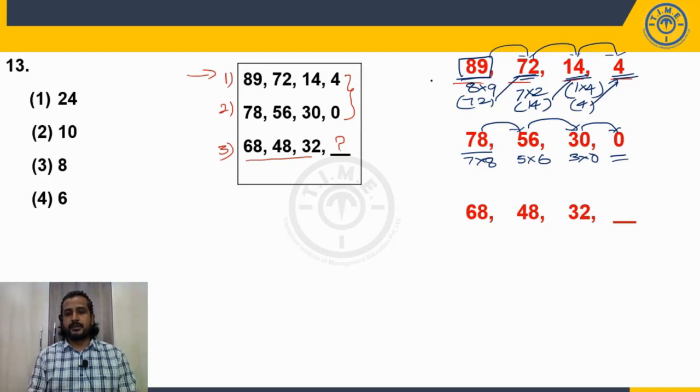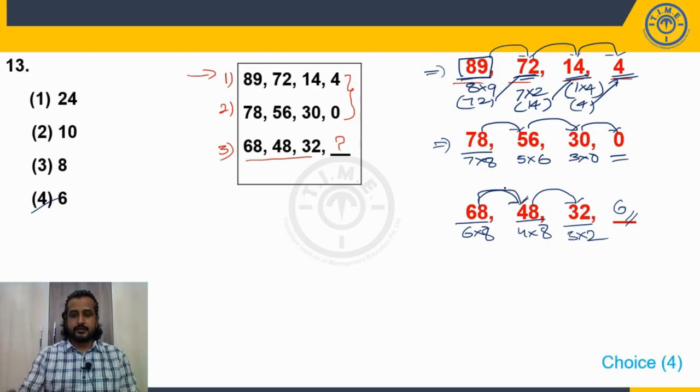So apply the same logic, whatever we have understood in the first series and the second series. 6 into 8 will give the next number. 6 into 8, 48. And 4 into 8, the resultant is 32, it is the next number. Now it should be 3 into 2. So what is the required answer? 6. So choice 4. Digits are multiplied and the resultant is taken as the next number. So answer is choice 4. A different kind of logic. You are being exposed to different kinds of logics here. Okay.